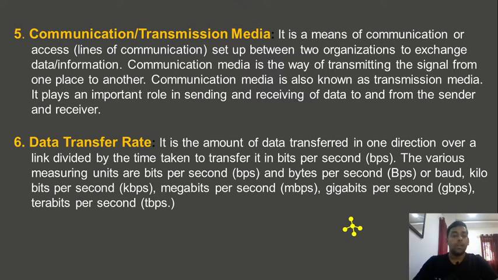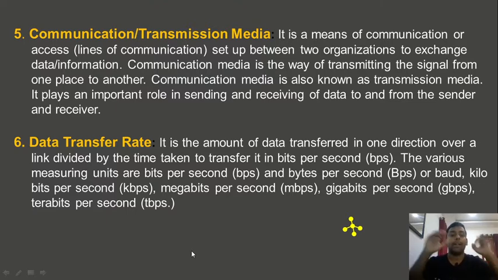Then data transfer rate. We have already seen data transfer rate, bits per second, and the technical terminology is baud. It is the amount of data transferred in one direction over a link, divided by the time taken to transfer, in bits per second. The various measuring units are bits per second or bytes per second. You can see the difference: when we write small b, it stands for bits, and when we write capital B, it means bytes. Always remember this. Small b stands for bits and capital B for bytes. Then kilobits per second, megabits per second, gigabits per second, terabits per second, petabits, and it goes on like that.